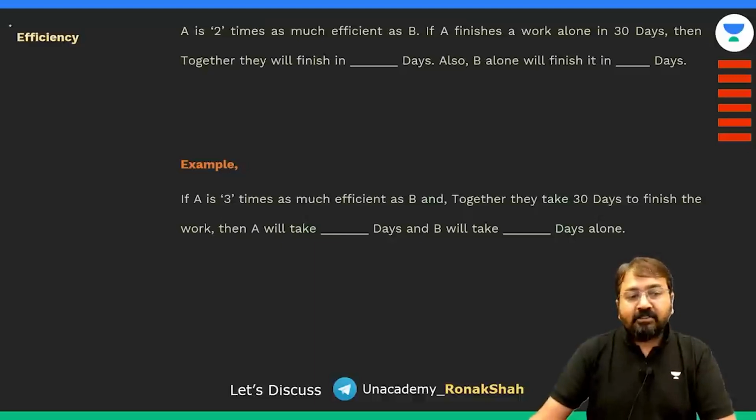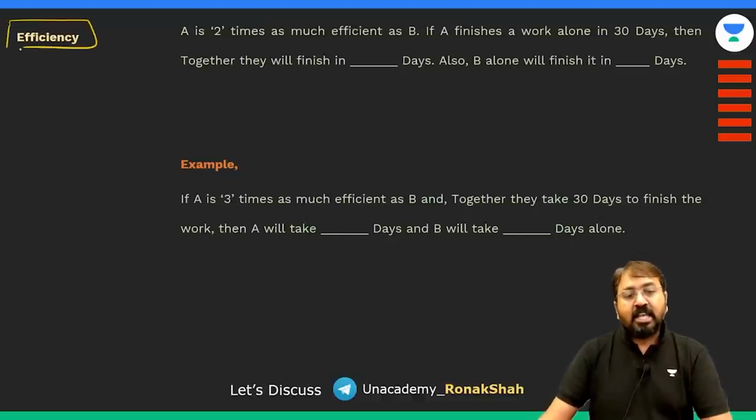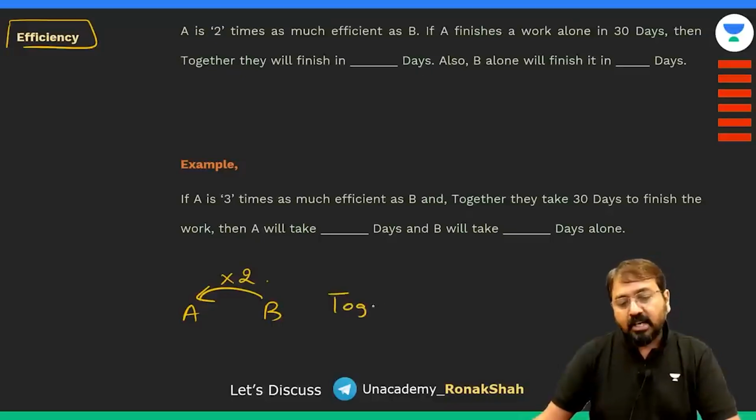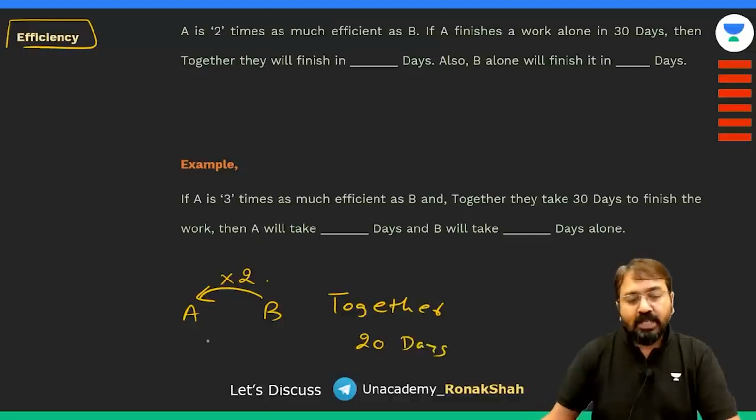Then the second variety where we need to use the concept of efficiency. Now here, let's understand this concept first. For example, say you are given information like this: A is twice as efficient as B, and together they are completing the work in say 20 days. So how many days will A alone take to complete the work? So guys, here the simple concept is multiply this 20 by 2 plus 1 and divide it by 2.